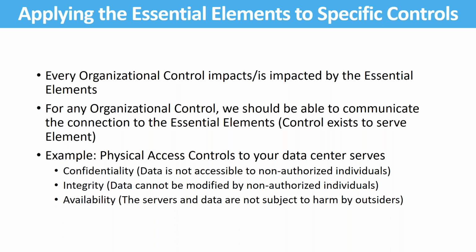Whatever that is, there's a control mechanism and a control policy around that, and that's always impacted by and causes an impact to the essential elements: confidentiality, integrity, and availability. So for any control, we should be able to communicate what the connection is to those essential elements, right? And an example that we have here on the screen is about physical access controls to your data center.